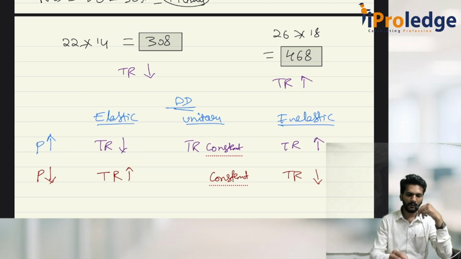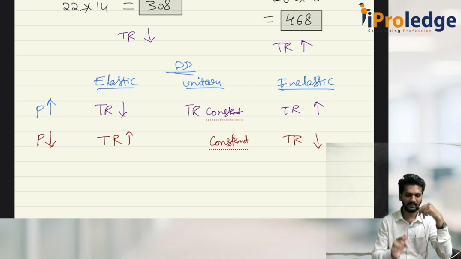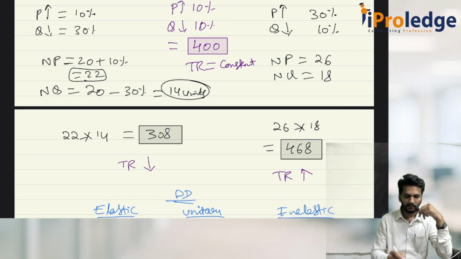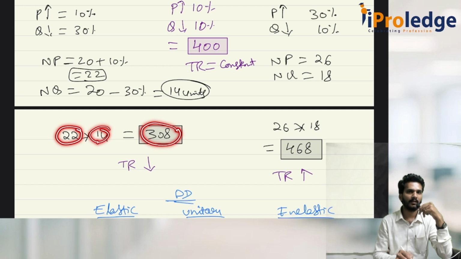Understood? So why this happens? That logic part we already discussed. Still, I will just touch on it and go. So this 308 is a combination of price and quantity. 308 is a combination of price and quantity.